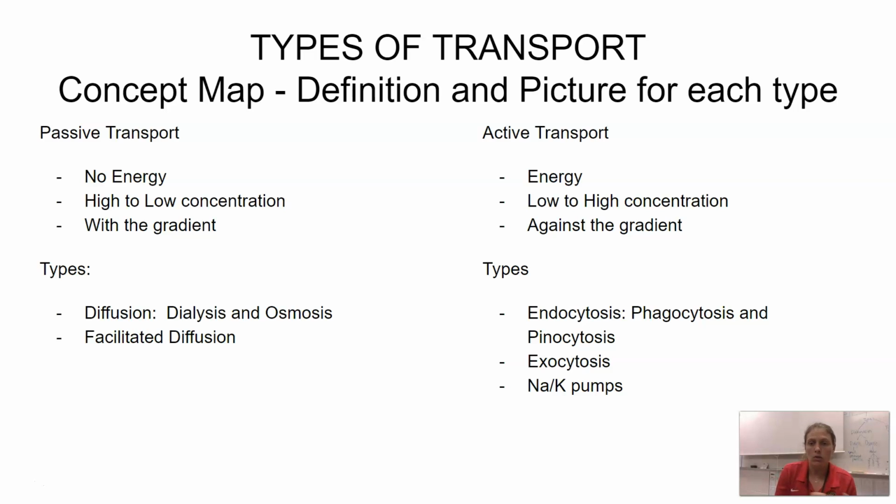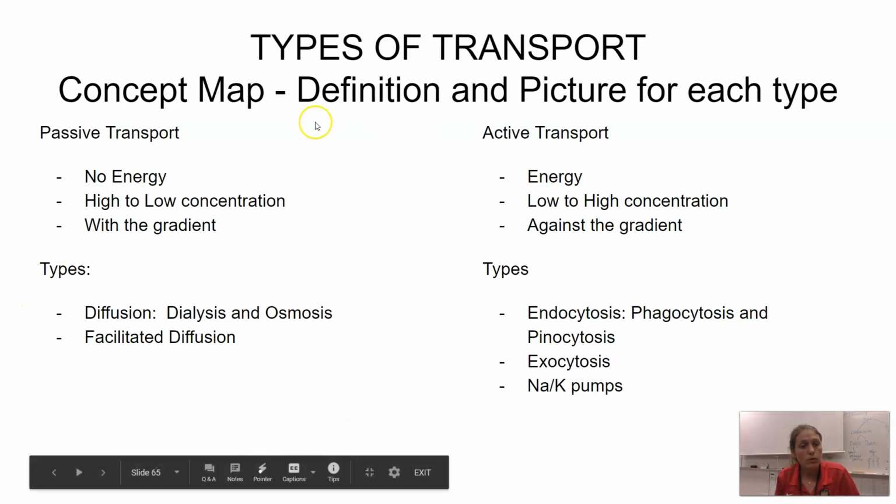And when we talk about low to high, when we talk about against the gradient, we're talking about both sides of the cellular membrane. If we have a lot of particles up here, that's the high concentration. And on the inside of the cell, we might have very few particles. That would be the low concentration.